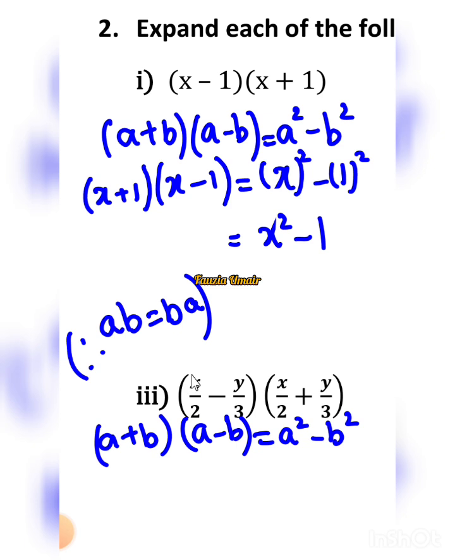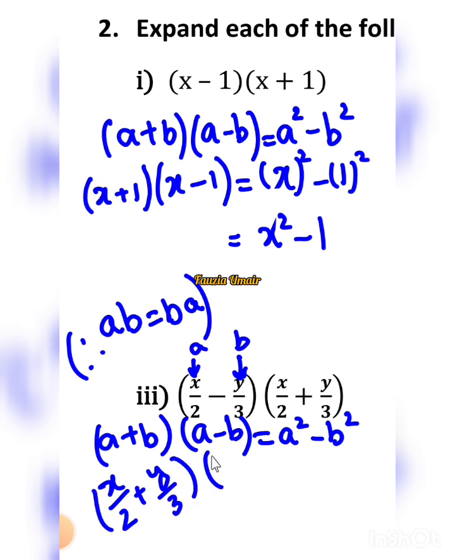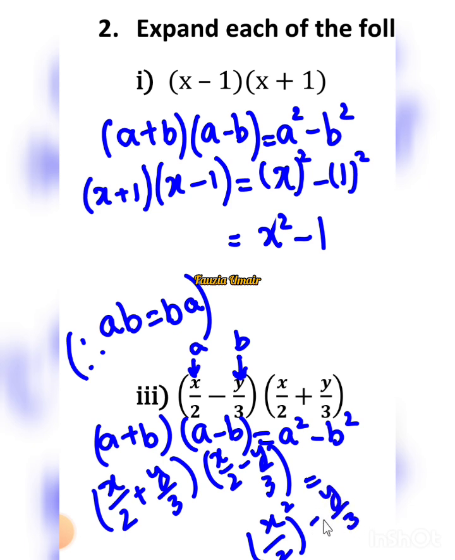So now just replace, this is your A and this is your B. So just replace A with x by 2 and B with y by 3. So if you do that, this would be x by 2 plus y by 3 multiplied with x by 2 minus y by 3, and that is equal to x by 2 whole square minus y by 3 whole square.